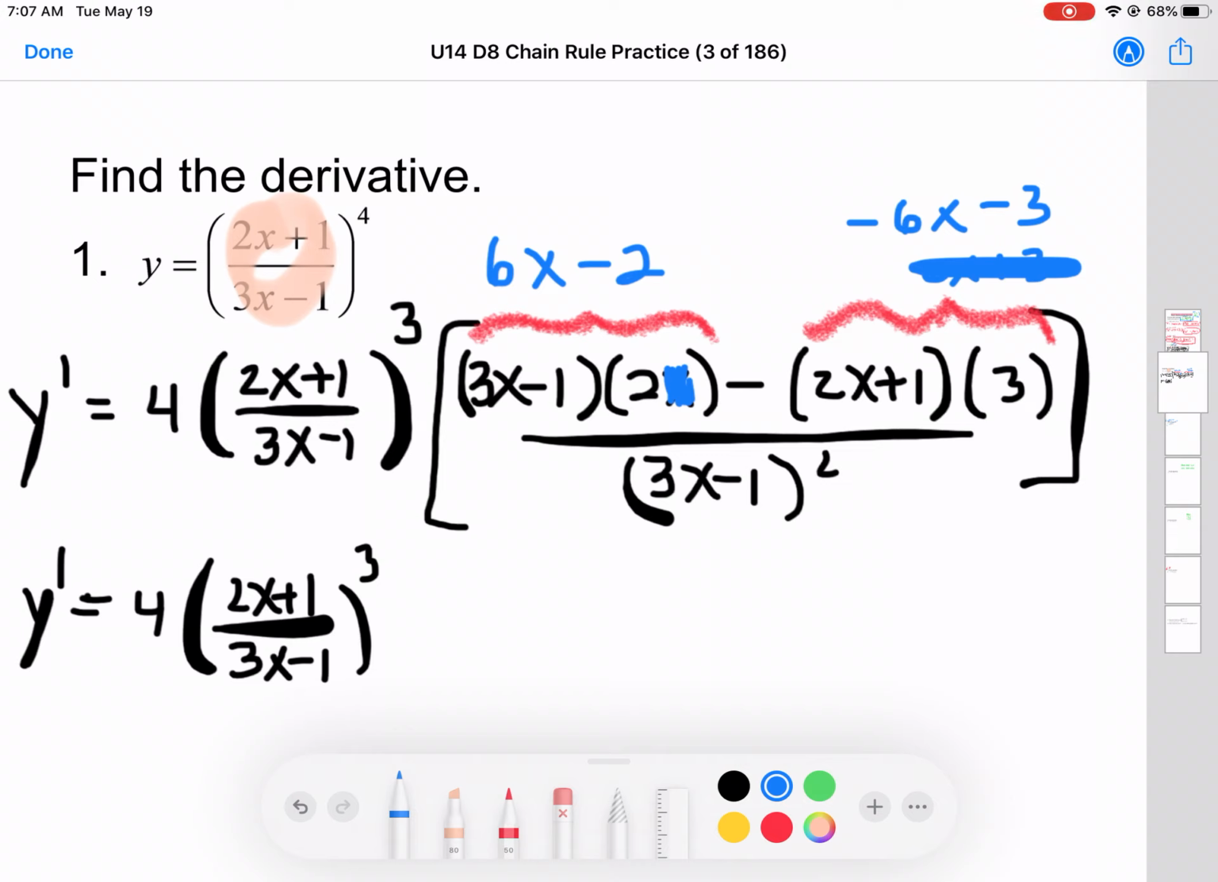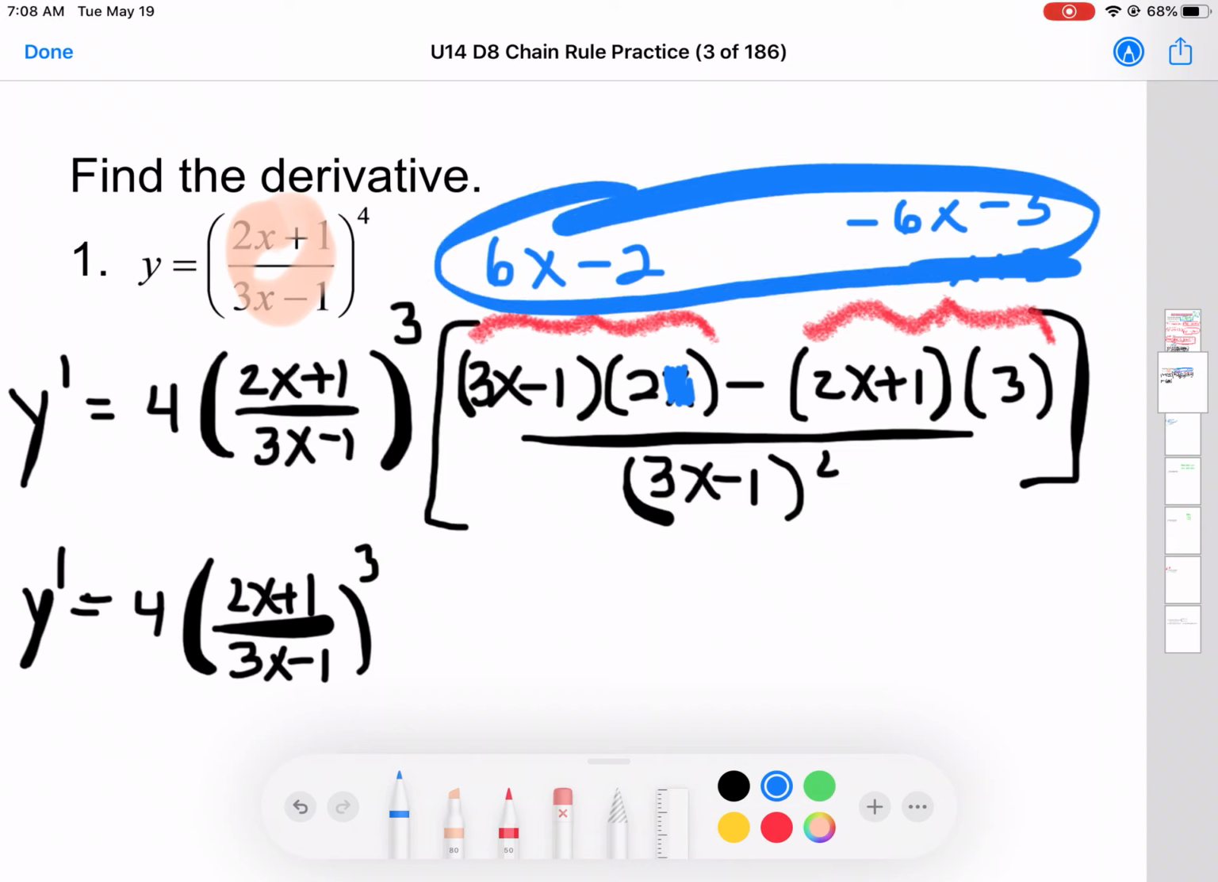And now we could combine all of this, right? If we combine all of that, we're going to be left with just negative 5, right? So that's going to be a negative 5 all over 3x minus 1 squared.